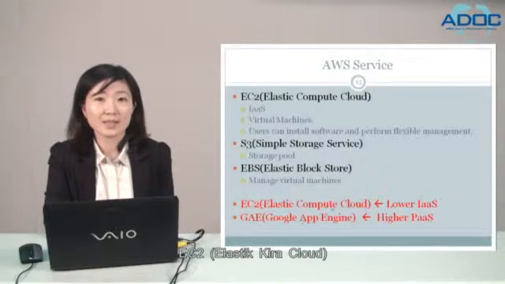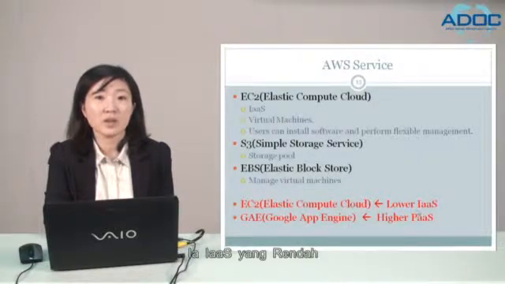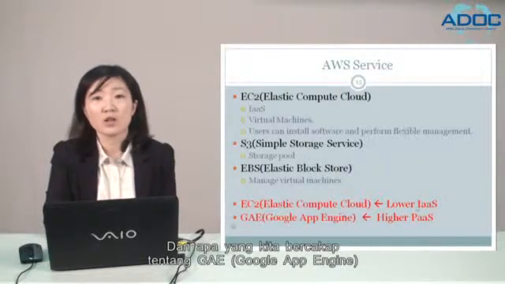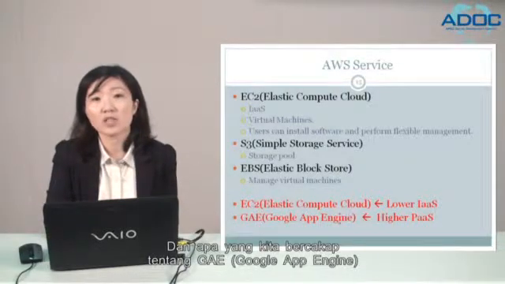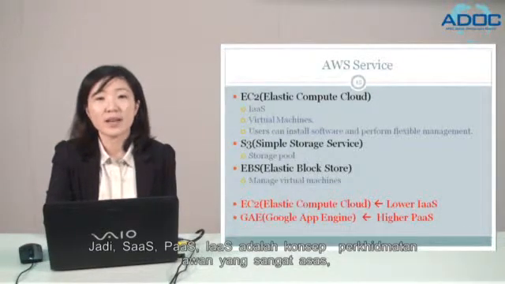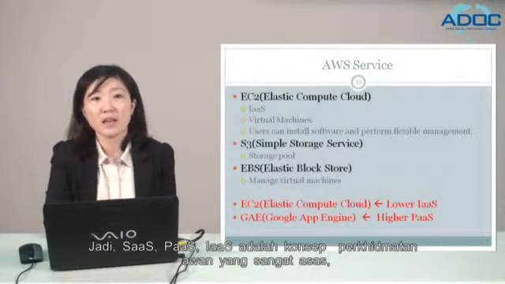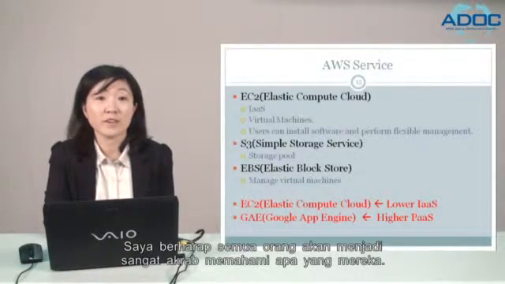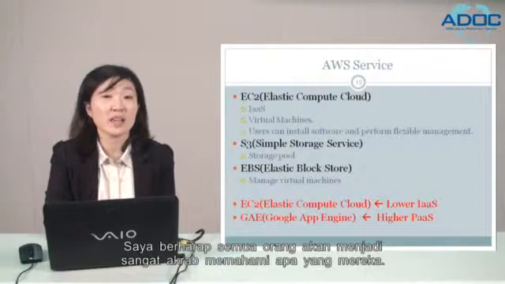EC2, Elastic Compute Cloud, is a lower-level IaaS. And while we talk about GAE, Google App Engine, it means a higher-level PaaS. SaaS, PaaS, and IaaS are the very basic concepts of cloud services. I hope everyone will be very familiar with them and understand what they are.